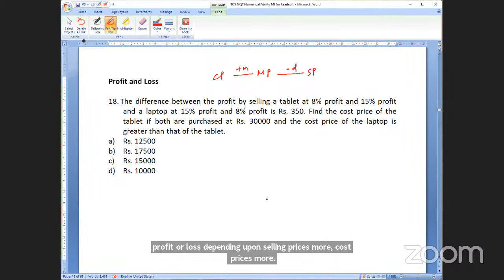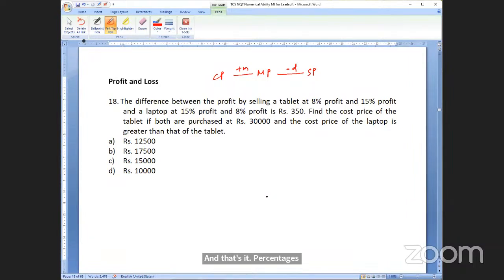Percentages obviously will always form the part of arithmetic. Percentages is not, what we say, a chapter. It is a process. Ratios are a process. Profit and loss can be a topic to study with help of ratios, with help of percentages, with help of averages. Give it a try. The question is on your screen.